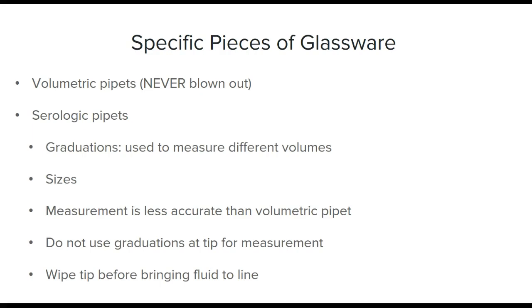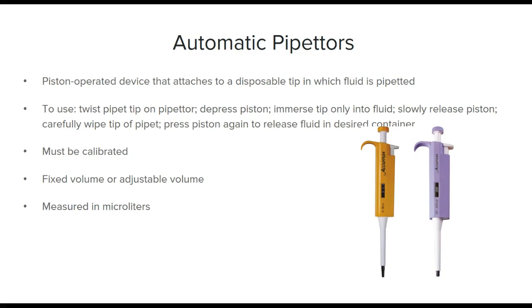The serologic ones have graduations. They can be used to measure different volumes. There's different sizes, so they make 1 milliliter pipettes all the way up to 10 milliliter pipettes, and maybe even bigger. Serologic is less accurate than volumetric. You don't use the graduations at the tip for measurement, and you wipe the tip before bringing the fluid to the line. So you want to wipe it lightly just to get rid of any excess on the outside of it.